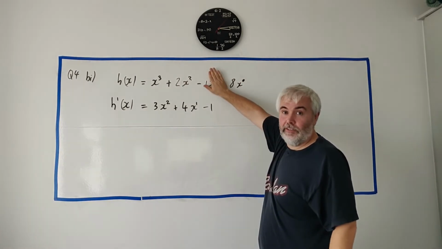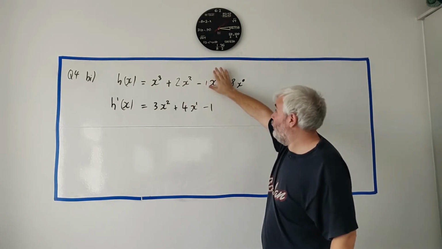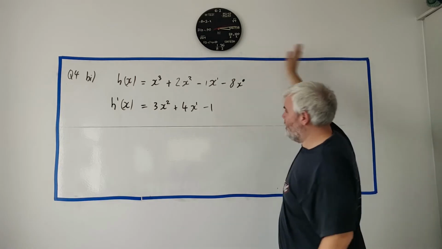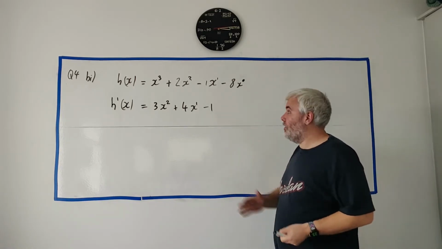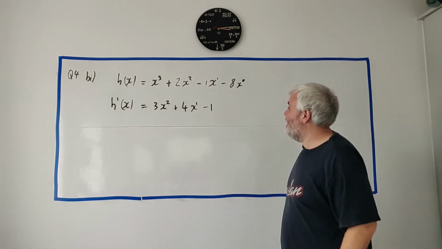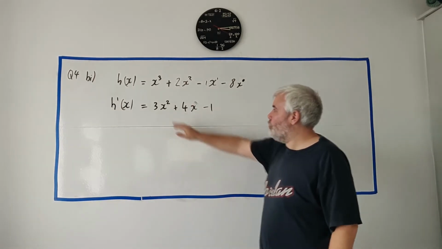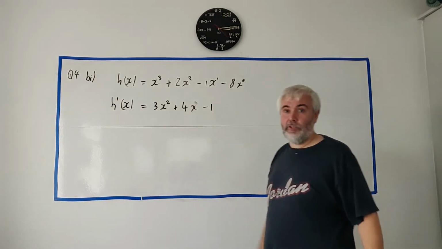The number that's in front of it. So there's a minus 1 in front of this x. Minus 1. Any number without an x just disappears. However you want to do it, this is the answer you should get, without that 1 there usually. 3x squared plus 4x minus 1.